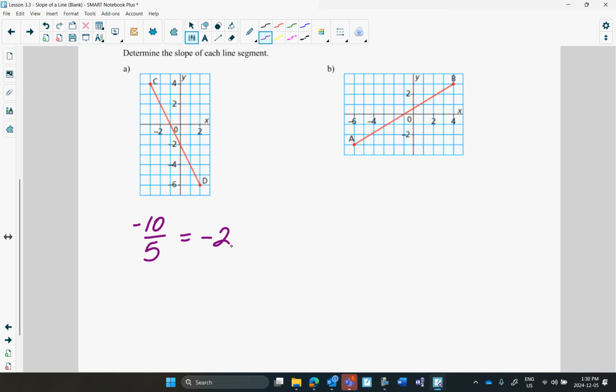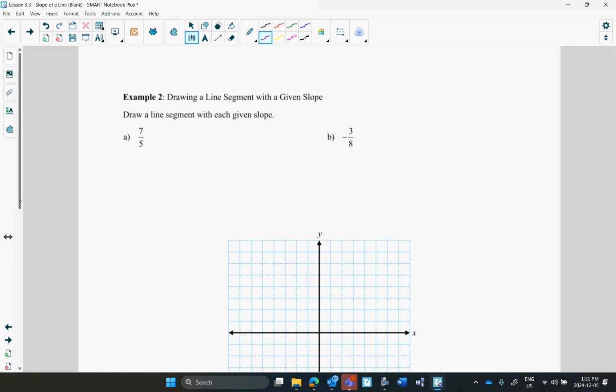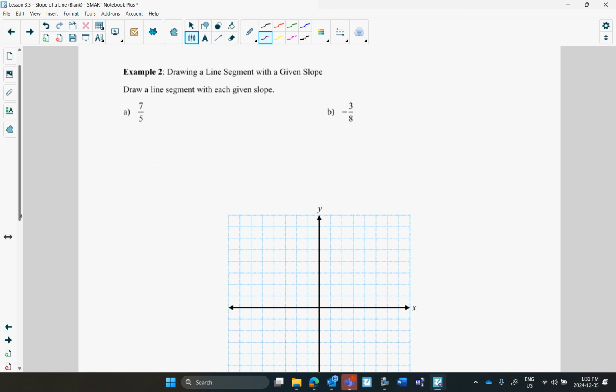How about this one? How much do we rise? 6 over how much we run? 10. Can't divide that cleanly, but I can reduce it to 3 over 5. Oh, no, sorry, we're not done here. We can do this one with rise over run.